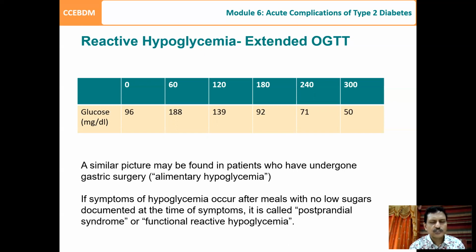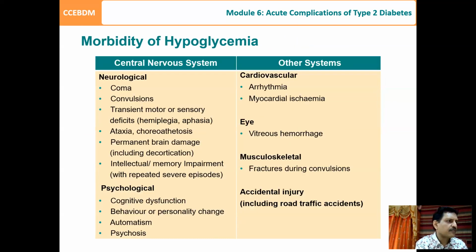This symptomatic hypoglycemia occurs 3 or 4 hours after the meal, and we have to treat the patient by asking them to take small meals at frequent intervals. So the morbidity of hypoglycemia is a lot. Now there may be some neurological issues like coma, convulsion, transient motor or sensory deficit, ataxia.